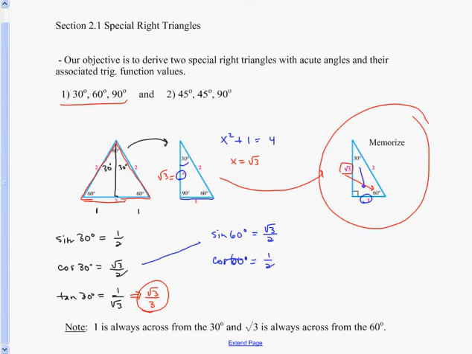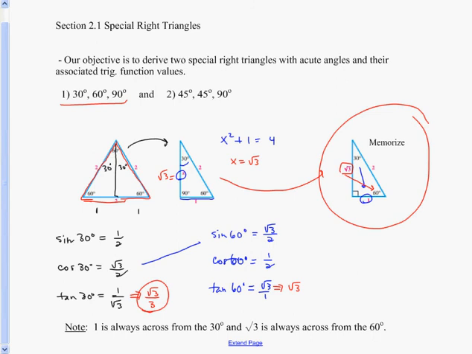And then cotangent of 60 degrees, I apologize for this pen just being all crazy, would be the opposite of 60, which is square root of 3 over 1. And again, I would just reduce that down to plain old square root of 3.